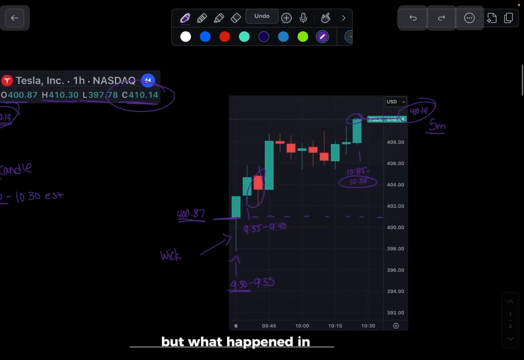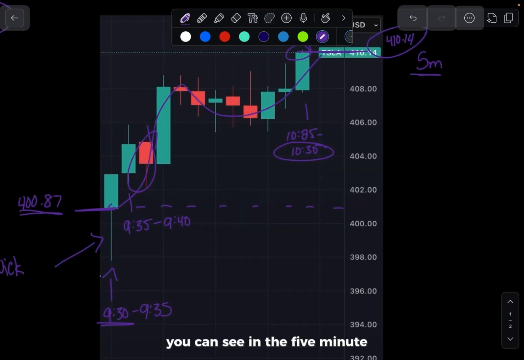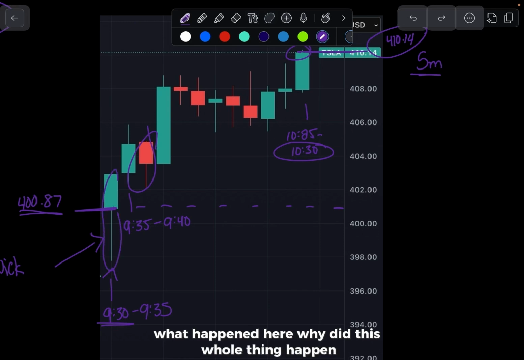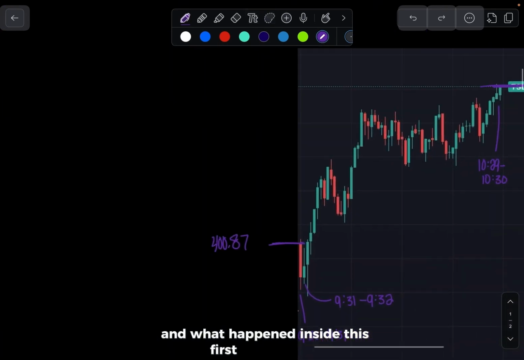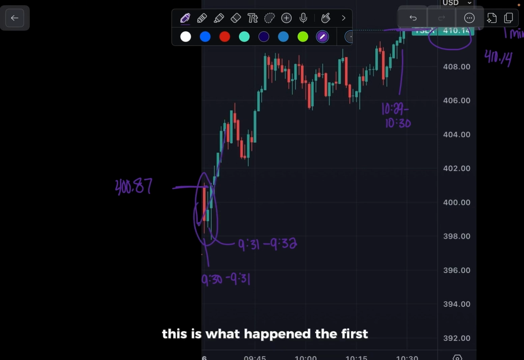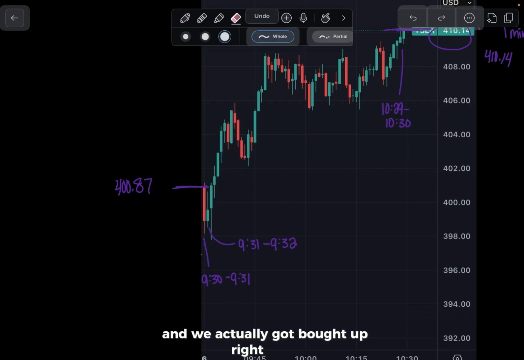But what happened in between? You can see in the 5 minute, this is what happened in between. But this also just kind of tells one story. What happened here? Why did this whole thing happen? And what happened inside this first 5 minutes? You can actually see when you bring it down to the 1 minute, this is what happened. The first minute went down, and we actually got bought up right away.